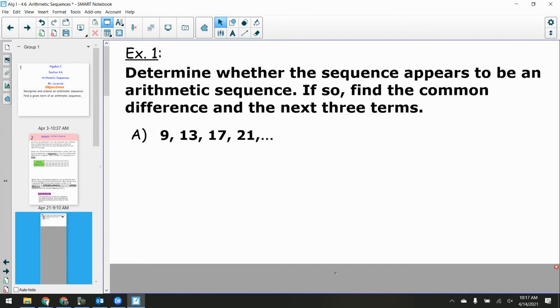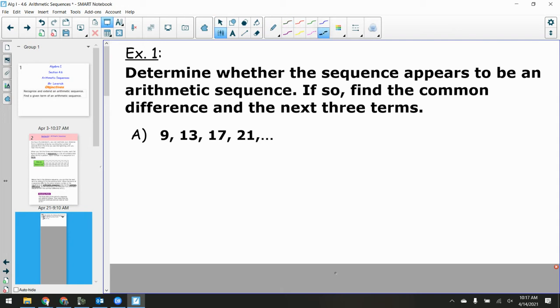So let's take a look here. Determine whether the sequence appears to be an arithmetic sequence. If so, find the common difference and then the next 3 terms. So let's do this. Is this an arithmetic sequence? What do you notice the difference is? What's the difference? 4. Is that constant throughout? And are we adding 4 each time? Yes, so we can call this an arithmetic sequence.